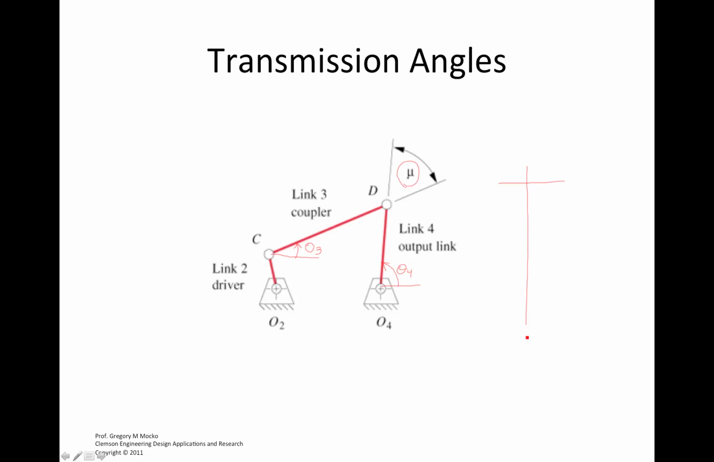So you might end up with an Excel expression that looks something like this. Theta 2 will go from 0 to say 360 degrees by 1 degree increments. I can solve for theta 3,1 and theta 4,1. I can solve for theta 3,2 and theta 4,2. And finally, I can solve for transmission angle.